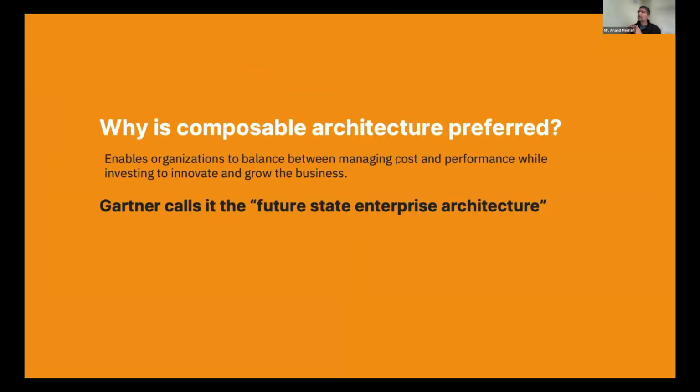Now, composable architecture really helps in the end. It helps you to balance your cost and performance on one hand. On the other hand, it enables you to invest in outcomes and then innovate and grow the business. Gartner, the research firm, calls this the future state enterprise architecture, right? And this is a very powerful statement. If this is how the future IT is going to be, composable architectures are going to really transform how IT investments are made, and we apply that in the context of digital twins.